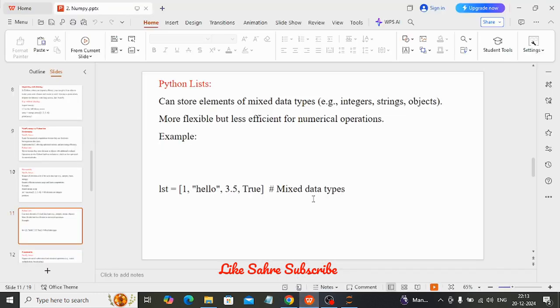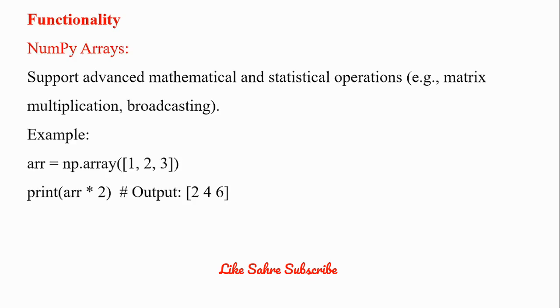Next one, functionality. NumPy arrays support mathematical operations and statistical operations. See, np.array 1 2 3 4. In that one we are giving the star. Star means multiplication of this data. Array is the variable name, with 1 2 3 4. 1 into 2 is 2, next 2 into 2 is 4, 3 into 2 is 6, like that. I need to check this one here.